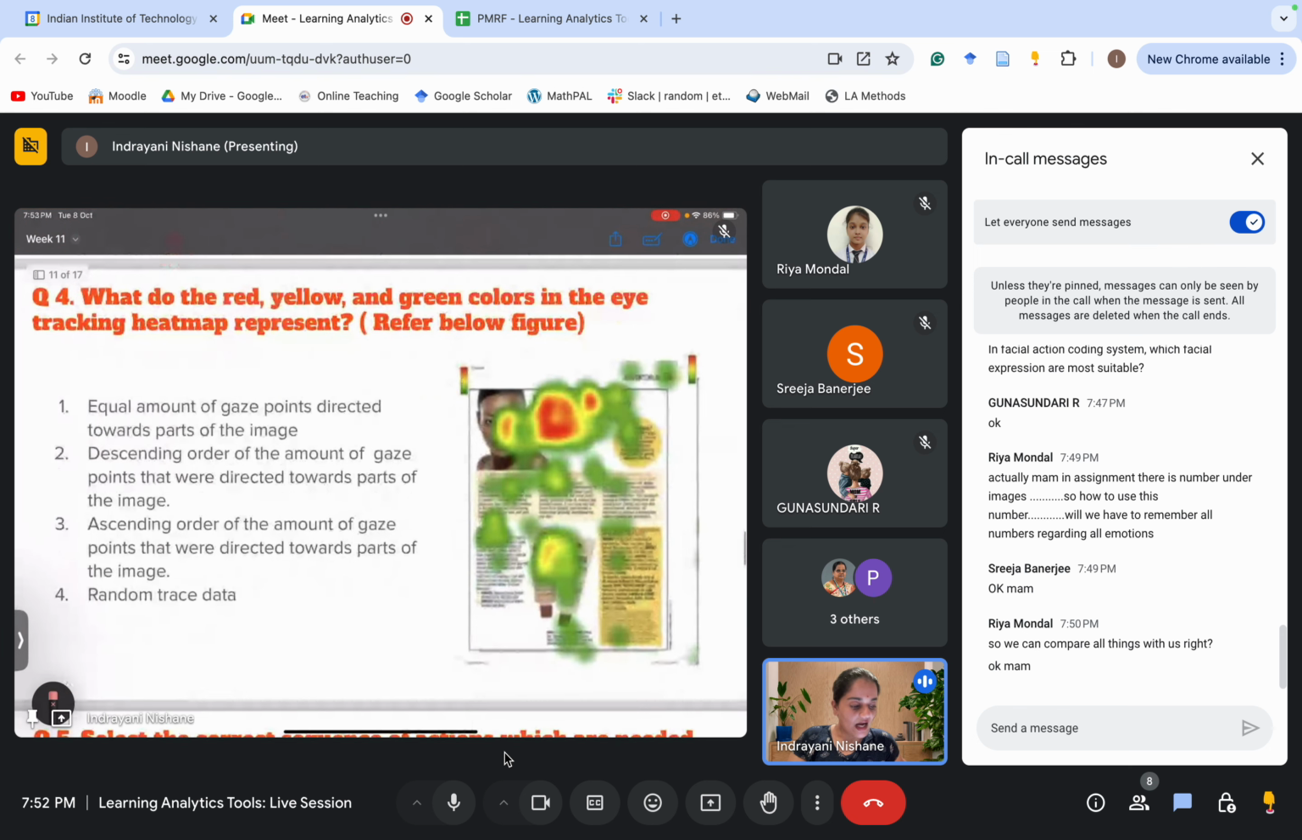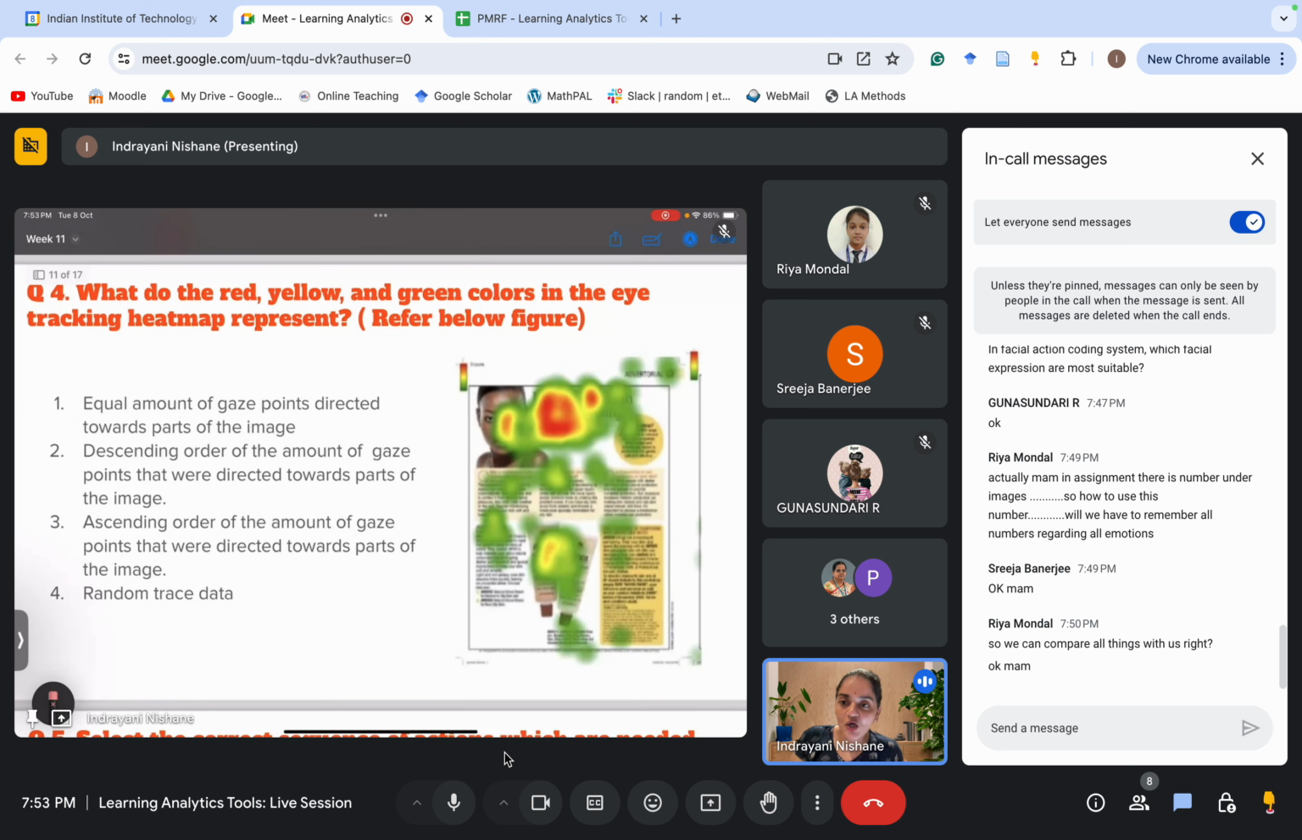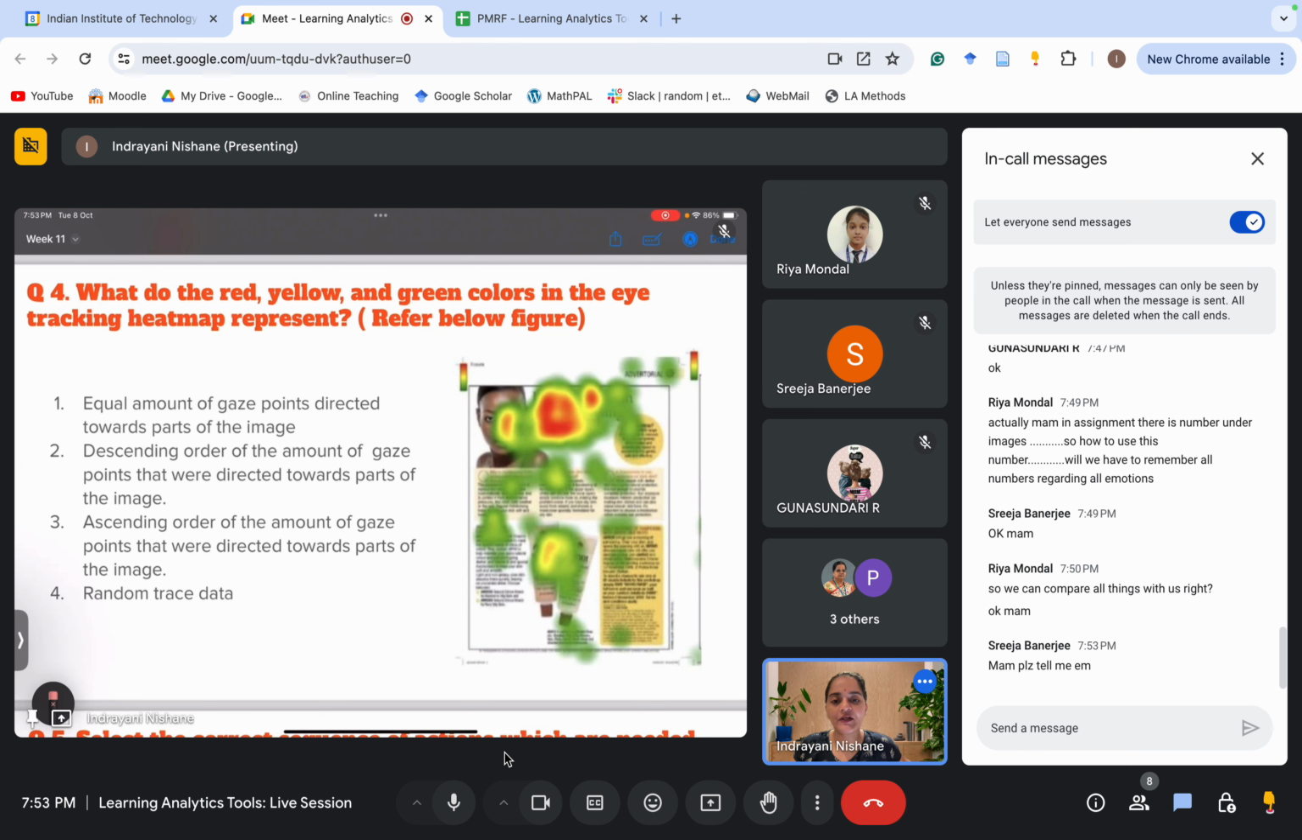Now this is the eye gaze analysis. We talked about saccades and fixations. This is the graph which will tell us about fixations: where the most number of fixations happened, where the least number of fixations happened, and the area where no fixation was observed. So this image tells us that. What do you think the red, yellow, and green areas are?